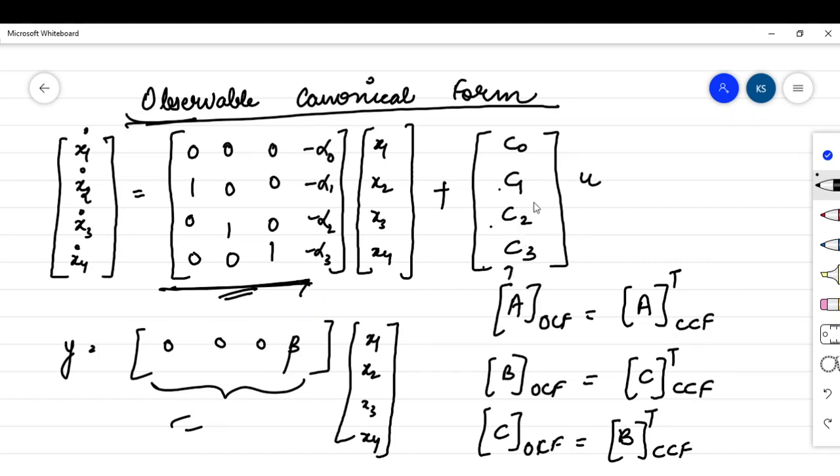In the next class, I will discuss how to represent a transfer function in diagonal canonical form, then how to convert the state space model to a transfer function, and the solution of the state space equation.